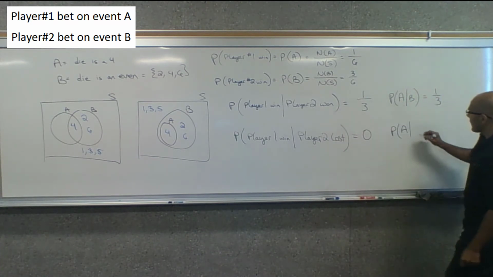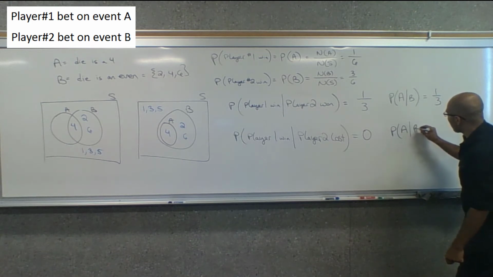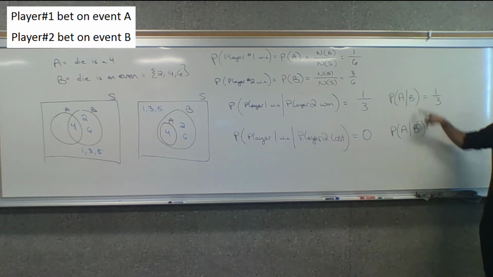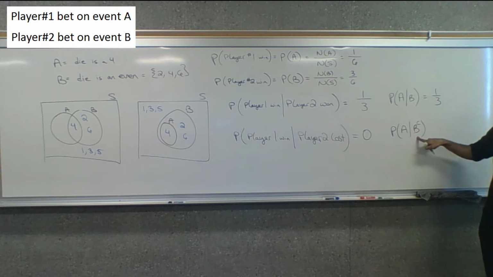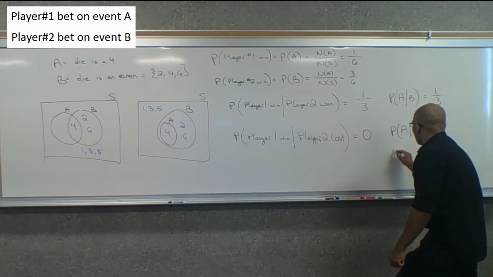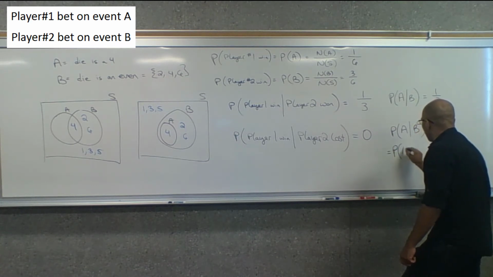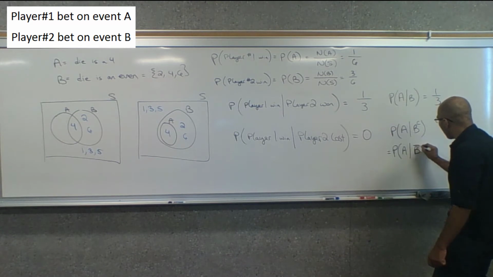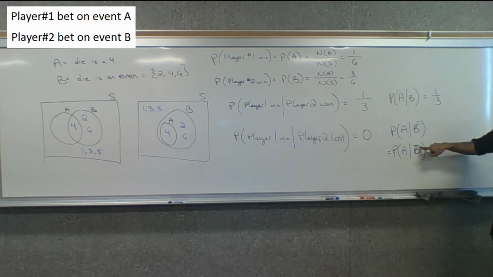How do we describe that? Well, that could be described as the complement, like that. It's the complement of B, right? It's the opposite of B. B is that player 2 won, so B complement is that player 2 lost. So we can write it like that. Or we can also write it as the probability of A given that B with a bar on top. B with a bar on top is the same thing as B complement.